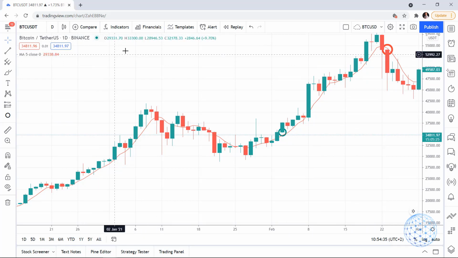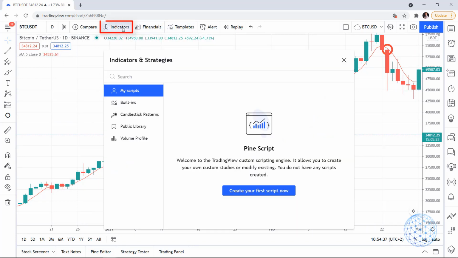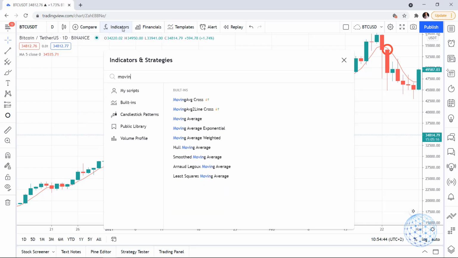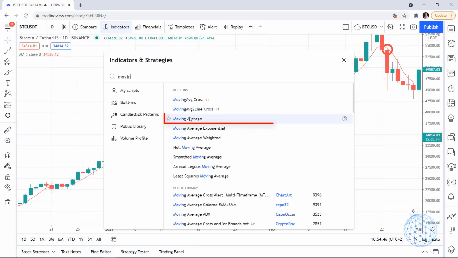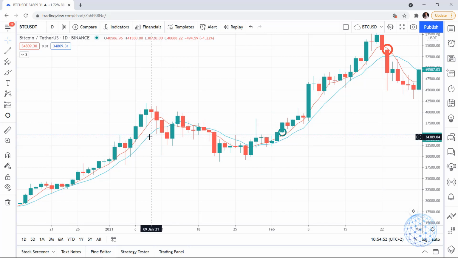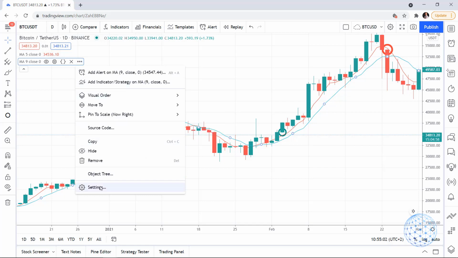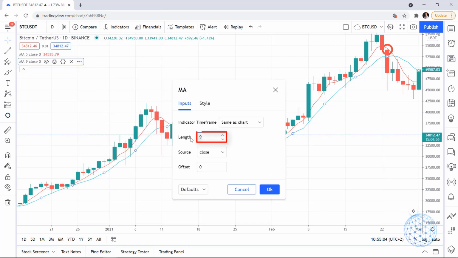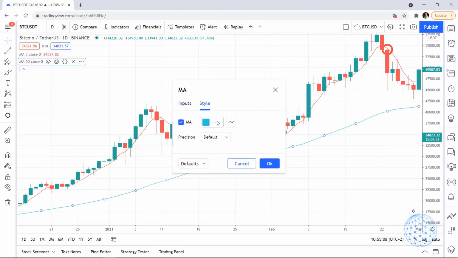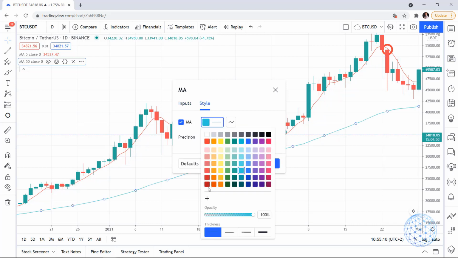Simply, I will put one more indicator, which is moving average, but with a period of 50. So here it is. I will click on it. I will go to the settings of the strategy and I will change the period to 50, and as style I can choose whatever color I want, but I will just make it darker red.